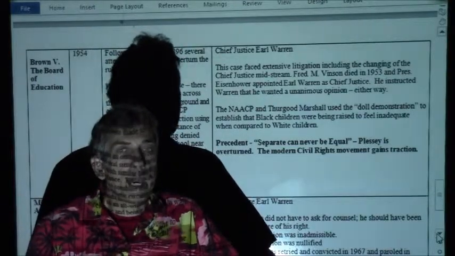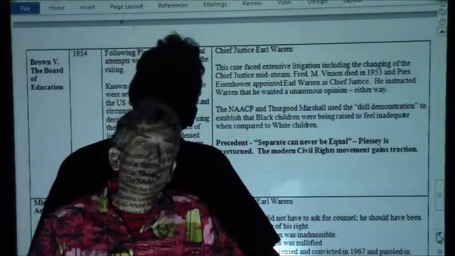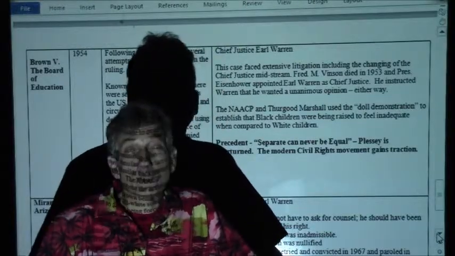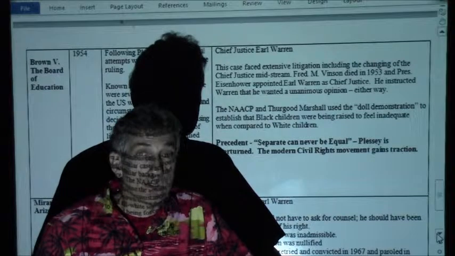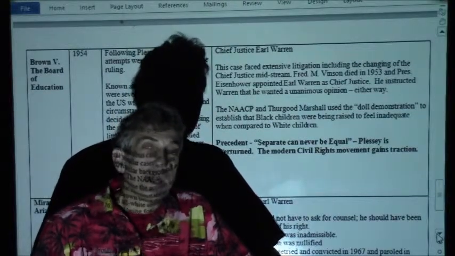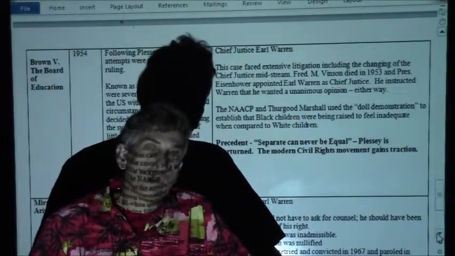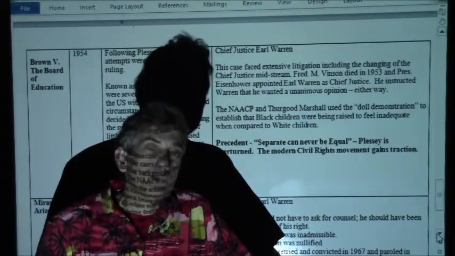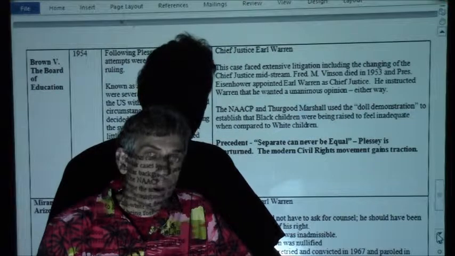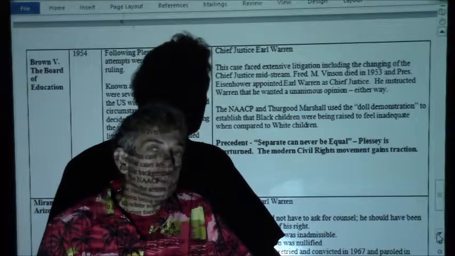No. The NAACP had to prove that even if the facilities were inherently equal, which by the way was the case with Brown's school, the school she was supposed to attend was actually a fairly good school, relatively speaking, that even if you went to a separate school and were treated equally, you did not come out feeling equal. Let's see what happens. Do black children really feel equal to white children after going through these schools?